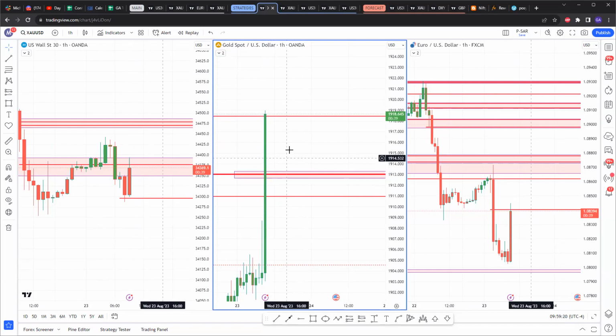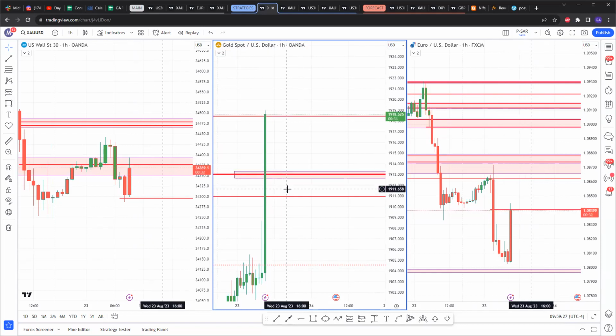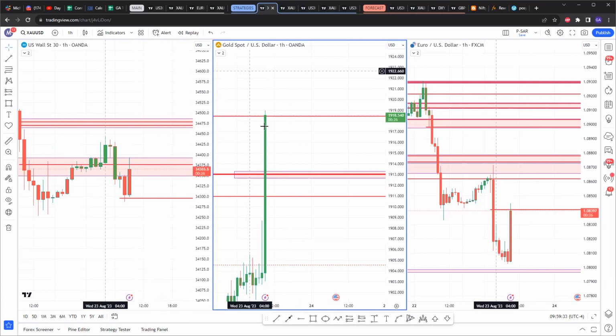So what's the probability of that happening, right? You see how gold is so bullish. Not to say that gold cannot all of a sudden turn bearish over the next 2 hours, but looking at probabilities, what's the probability of that happening? So probably near to none.